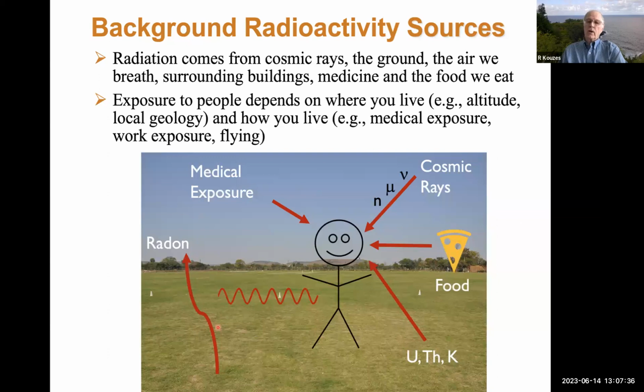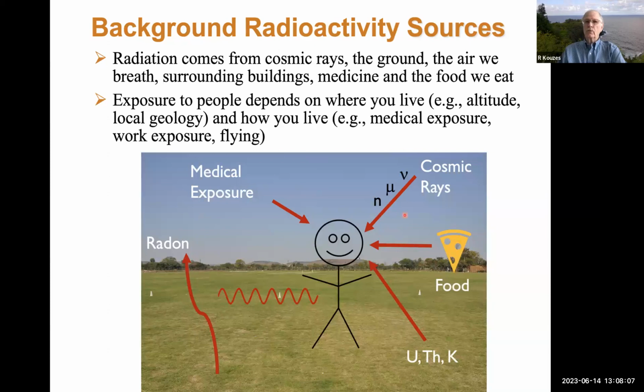If we think about backgrounds, backgrounds are important not only to our health, but also to radiation detection. Backgrounds are always present, and whenever we do detection, we have to worry about the background that's present, that we have to see a signal above. So the backgrounds come from uranium, thorium, potassium in the soil, from radioactivity that's in foods, from cosmic rays. We get bombarded continuously with neutrons, muons, and neutrinos coming from cosmic rays.